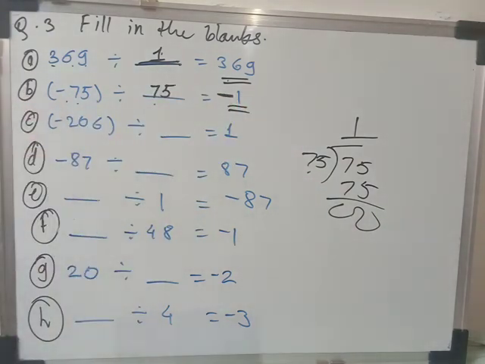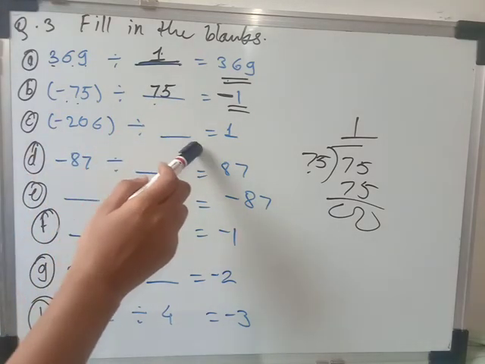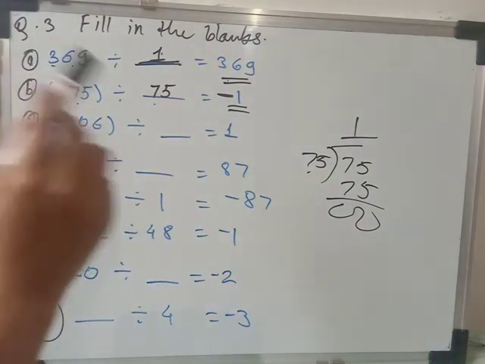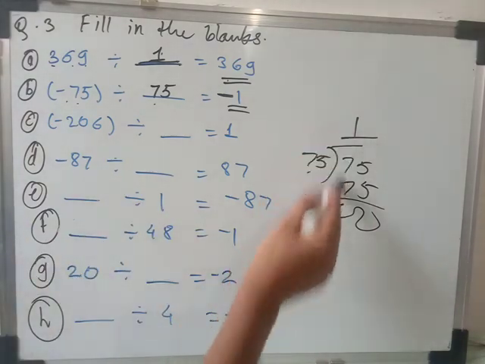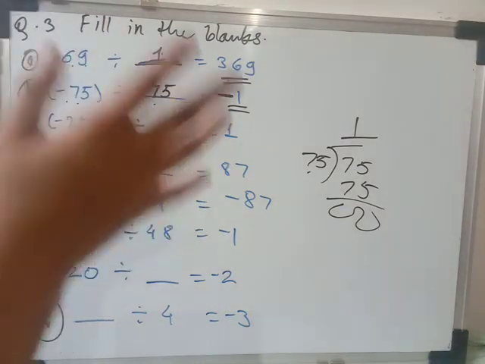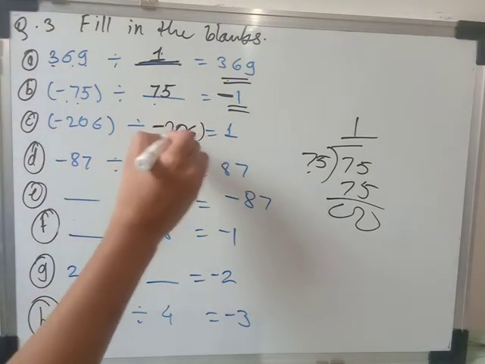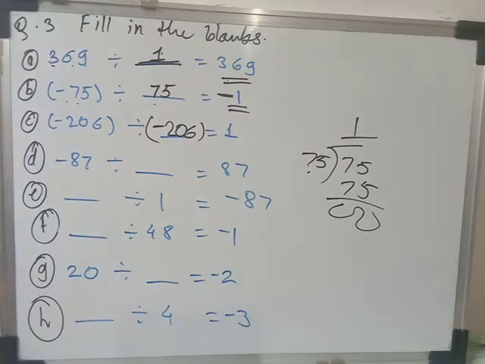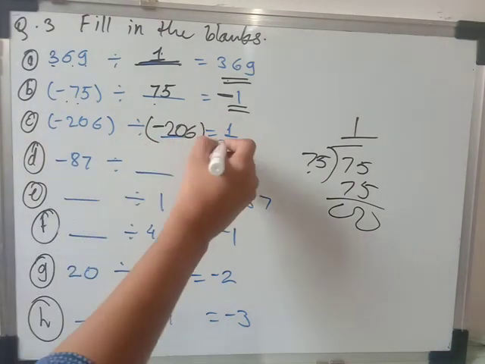Now C is minus 206 divided by blank is equal to 1. Which number, if we divide by it, gives 1? We have to find it out. Similar things we have to do here. If I divide 206 by itself, I will get 1, but here negative is there and 1 is positive, so the second integer will be negative only. So minus 206 divided by itself gives 1. Here two negative integers are there, and that's why the quotient is positive.